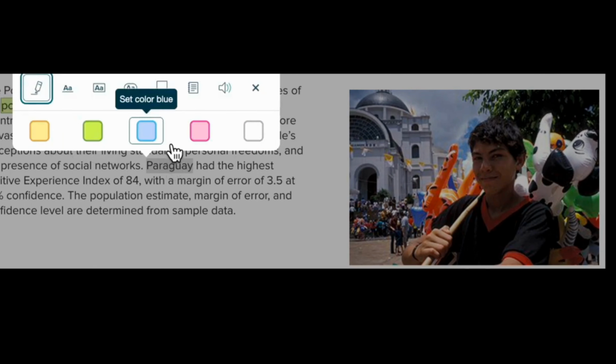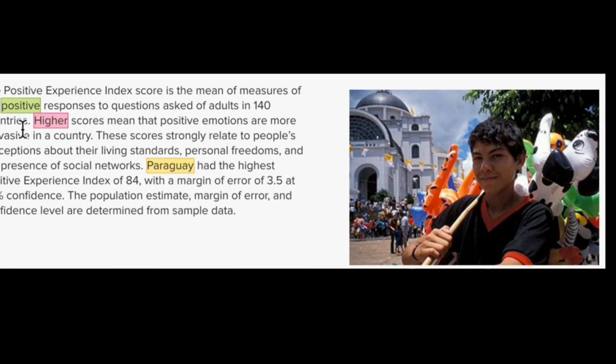Paraguay. Paraguay had the highest, so these are the fill in the blanks, had the highest positive experience index of an 84, with a margin of error of 3.5 at 95% confidence. The population estimate, margin of error, and confidence level are determined from the sample size.